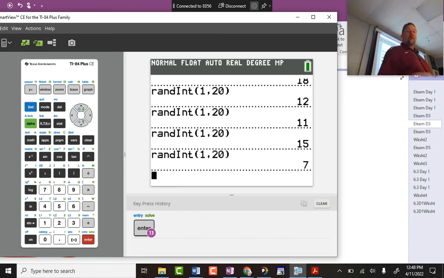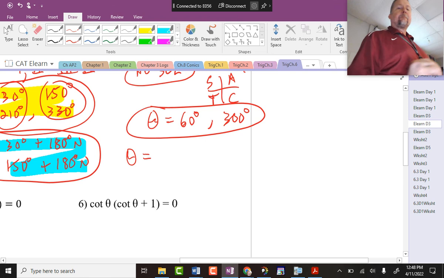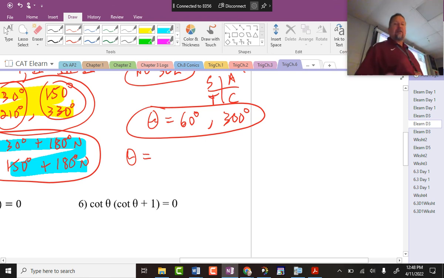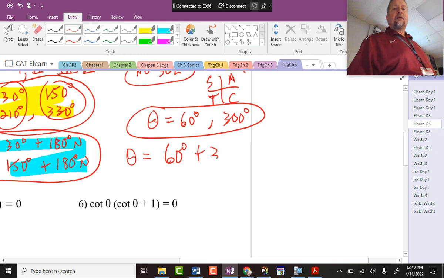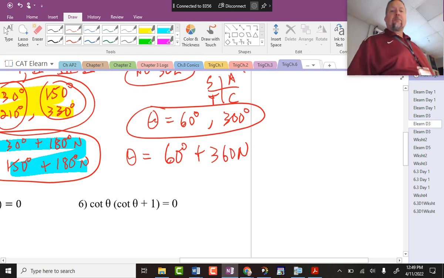What are all the answers? Can I tie this into one answer, or do I have to do 2 separate ones? Is really what we're seeing here. Okay, so 60 plus 360N. The N has to be an element of integers: 0, 1, -1. And no, you cannot add these together. Those are not like terms.